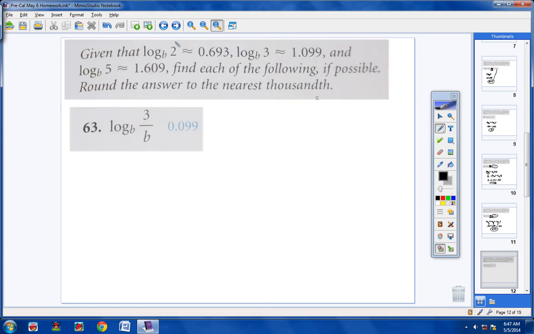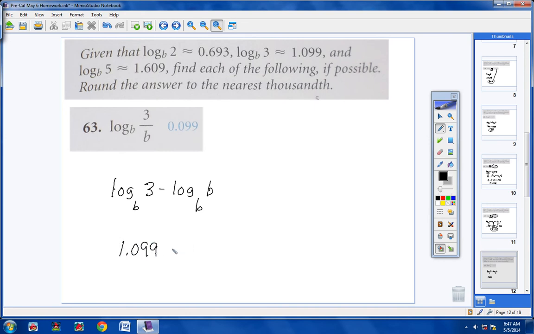Number 63. Now, I'm not too worried about the 3 up top here, because I know what the logarithm of 3 is. It's 1.099. This b might cause me some problems. Let's take a look and see. I have a quotient here, so I'm going to split my logarithm up into 2 subtracting logs like this. There. But I'm looking pretty good, because first of all, the logarithm of 3 is given to me up here, so I'm going to go ahead and put 1.099.